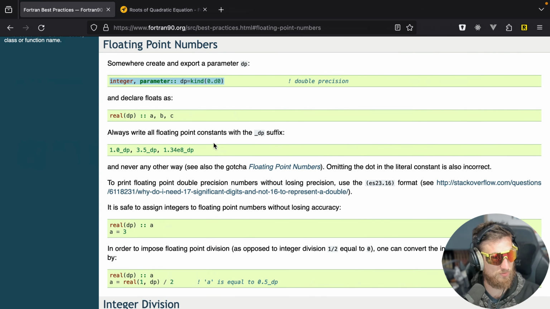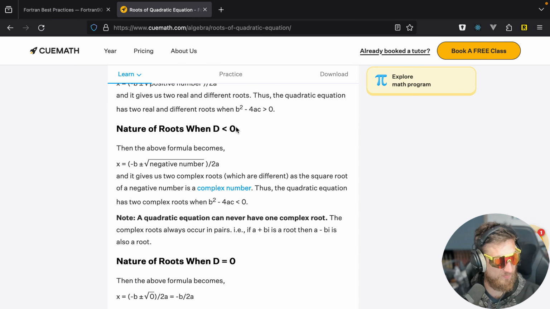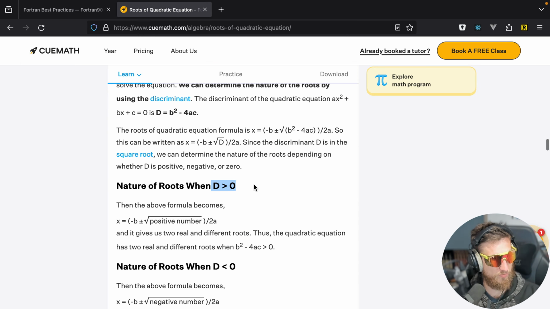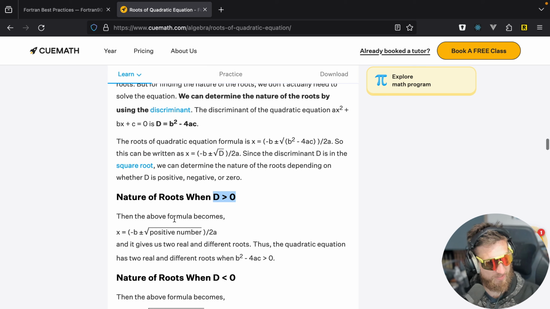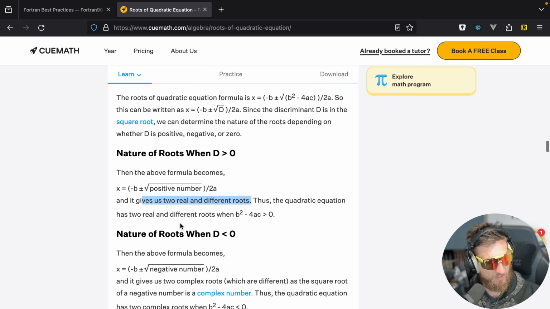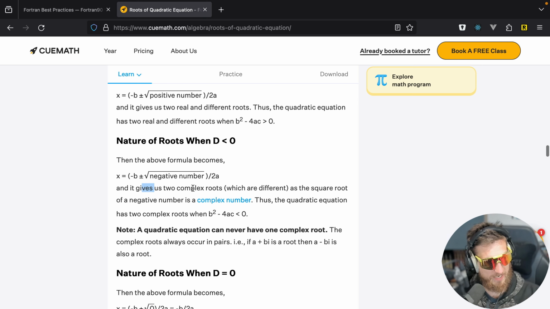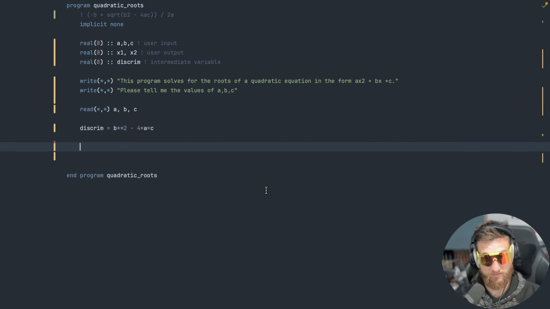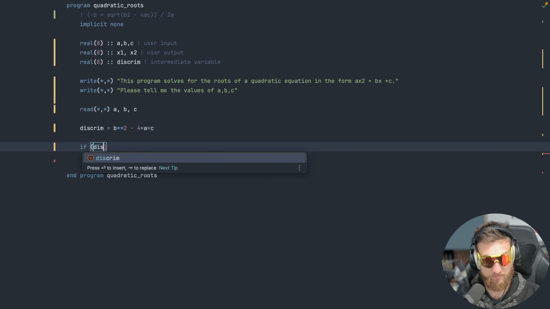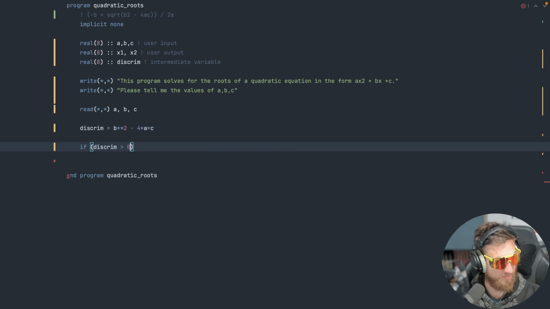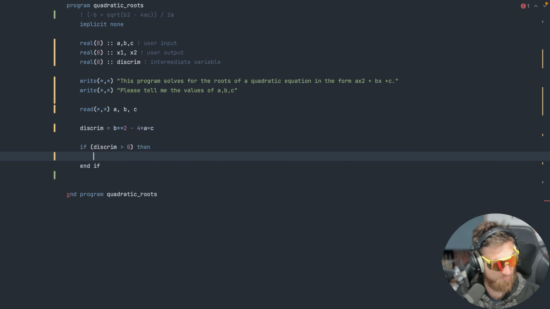So if we go back to this tab, when the discriminant is greater than 0, we have 2 real roots. When it's equal to 0, we have a single real root, and when it is less than 0, we have imaginary roots. So if statements: if discrim greater than 0, then, and end if is how you end the if statement, so it's pre-filled that for me.